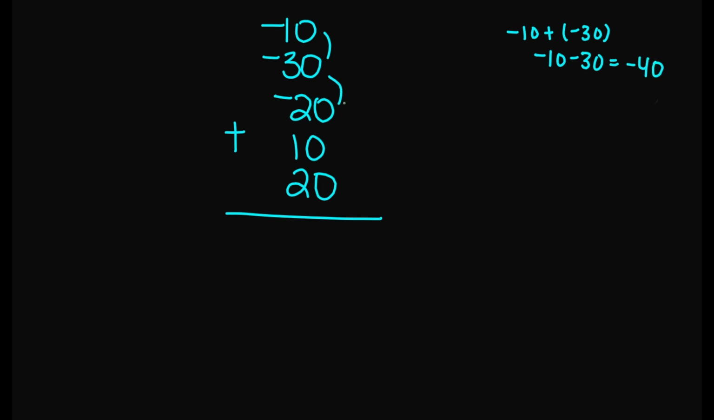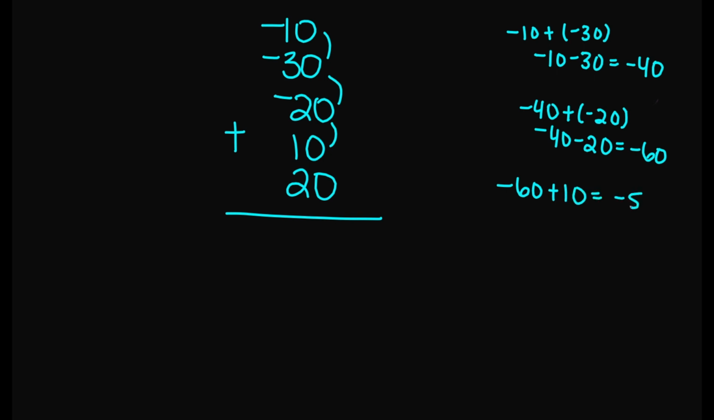Now we have -40 plus -20. So -40 plus my -20. This is going to equal -40 minus 20. And this is going to equal -60. Now we have -60 plus 10. So -60 plus 10. This is going to equal -50.